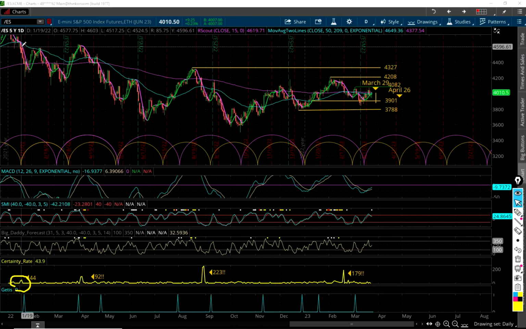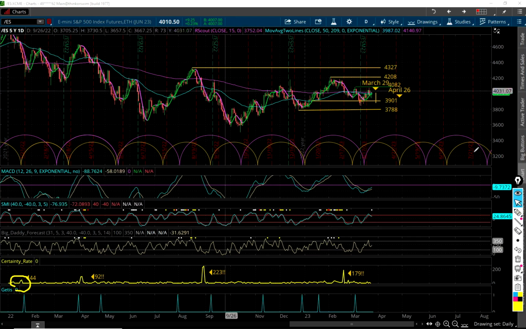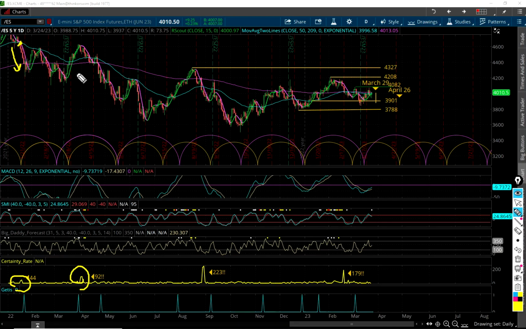What happened here? Well, bombs away. Can I tell you? Happened right up in here. Certainty rate's telling us something's going to happen. And sure enough, it happened. What happened right here? Right here, guys. I can even see the dotted line. It happened right on the dotted line.